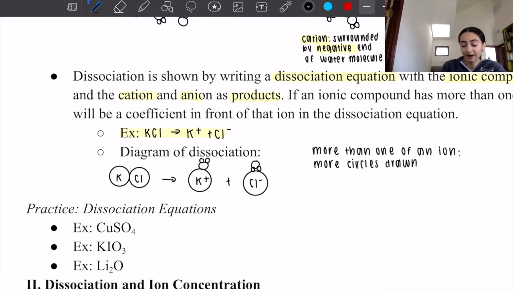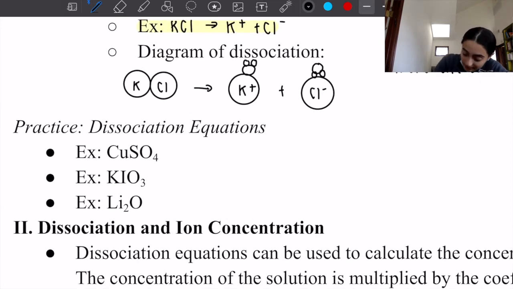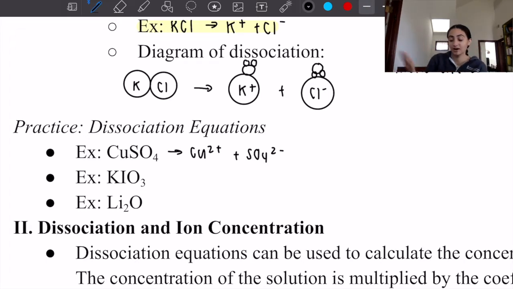So now we are going to practice with some dissociation equations. So we have CuSO4. So we want to separate it into the cation and the anion, and the cation is always written first. So we have Cu2 plus, and we know that SO4 has a 2 minus charge, so we have SO4 2 minus. And just like when we were naming multivalent ionic compounds, you know that this is copper 2 plus because SO4 has a 2 minus charge, and there's only one copper, which means copper needs to have a 2 plus charge to balance it out.